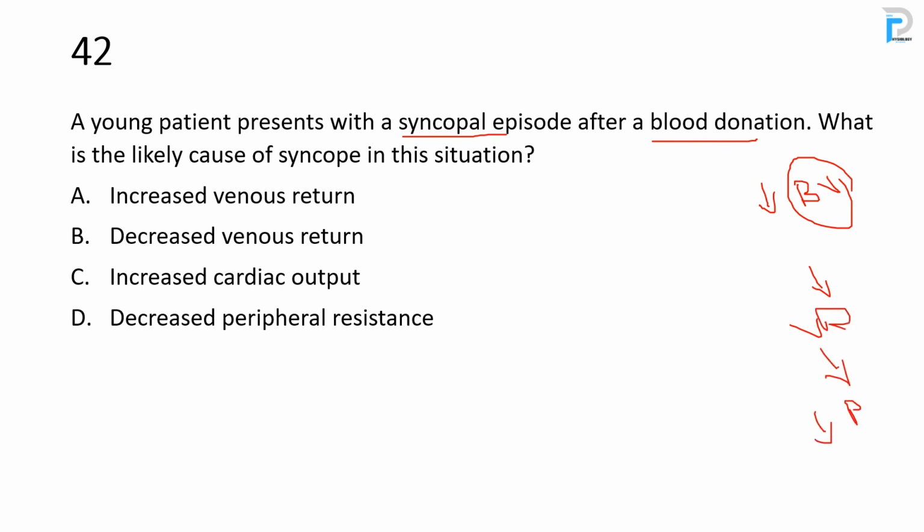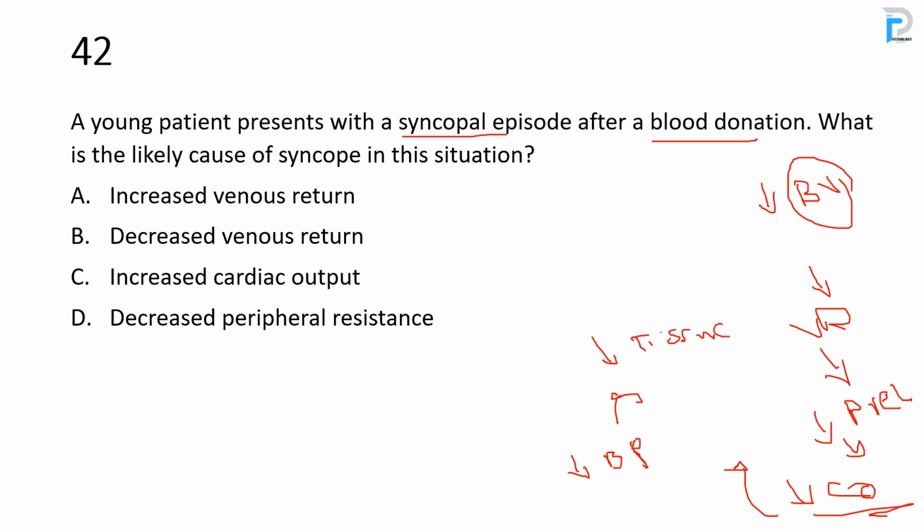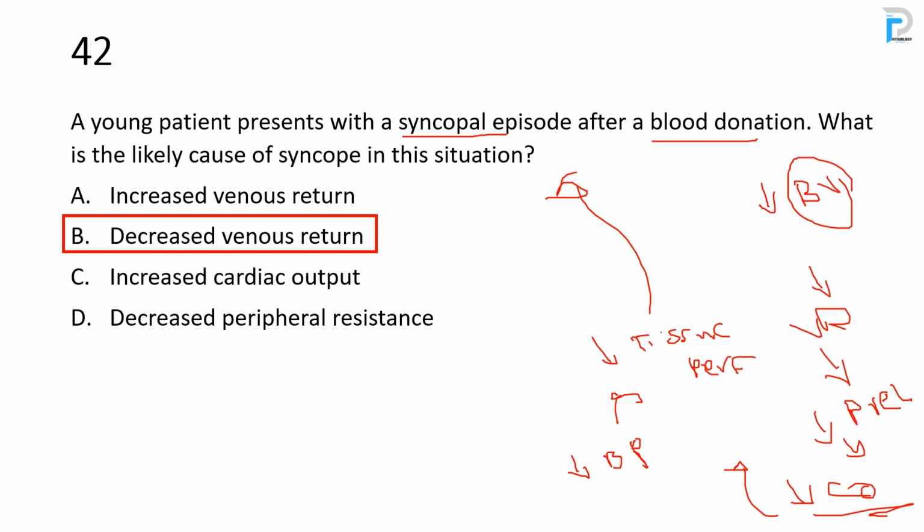Decrease in preload will decrease cardiac output. Okay, so cardiac output decreases. When cardiac output decreases, that is going to decrease blood pressure. And when blood pressure decreases, the perfusion to the tissues, including the brain, is going to be reduced, and that will lead to the syncope. Okay, so here's the correct answer. Here is going to be a decrease in venous return. That explains the situation in this patient.